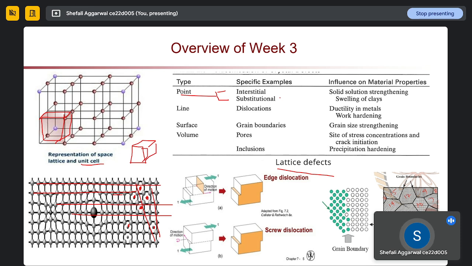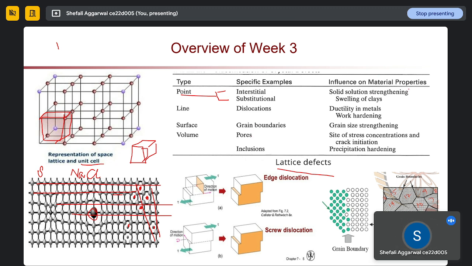So if we are adding sugar in water, what is happening? Sugar molecules are taking space in the spaces provided between the water molecules. That is an interstitial type of defect. However, if we take the example of NaCl, what is happening? Sodium is replacing the place of chlorides and forming a substitutional type of point defect.